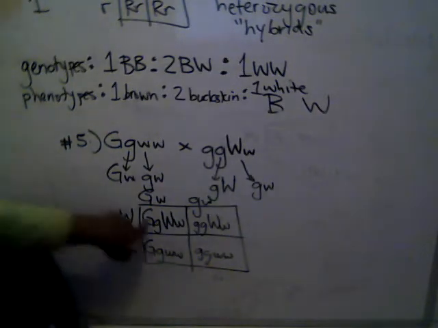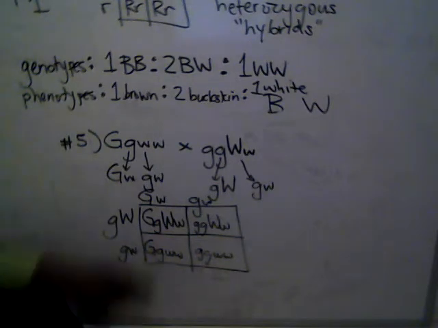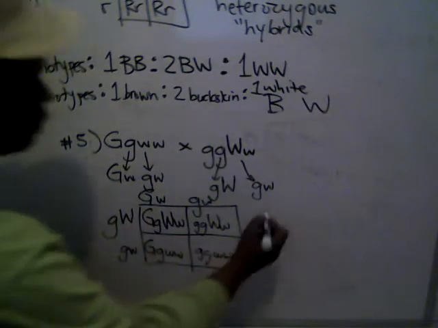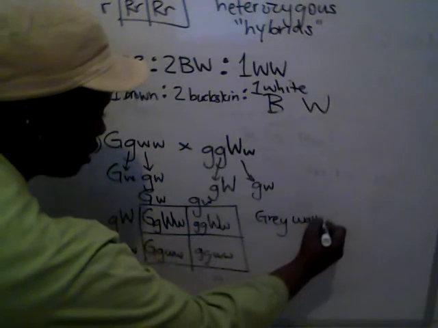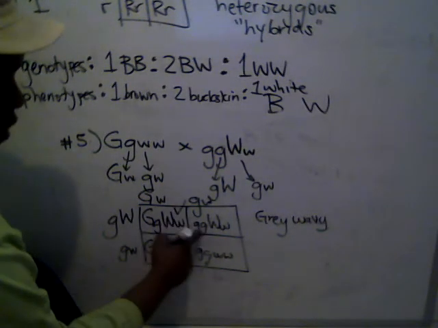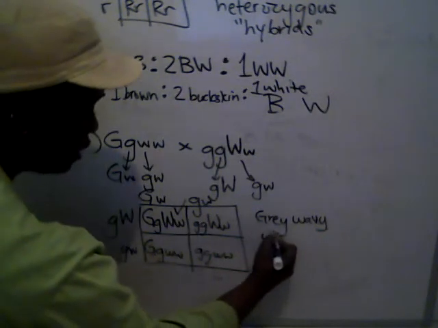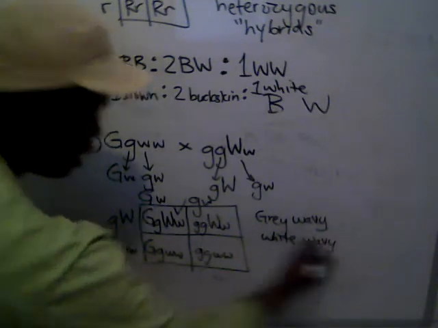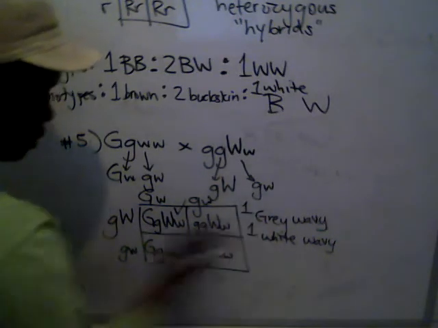So let's go through each of these 4 options and see the physical traits that these parents could have for their offspring. This gerbil right here would be gray, wavy. And the big G is gray, big W is wavy. This one would be white, wavy, which has a big W, but 2 little g's makes it white. And we have 1 of each of these so far.